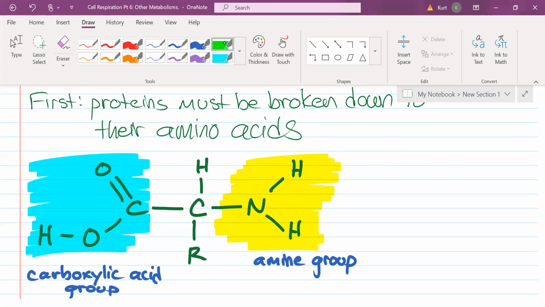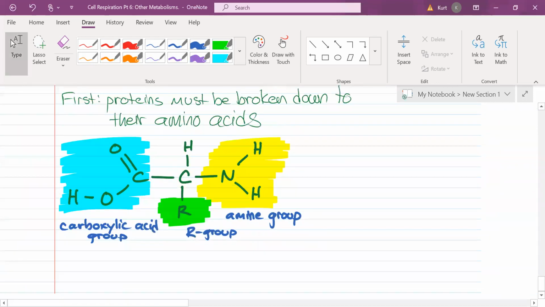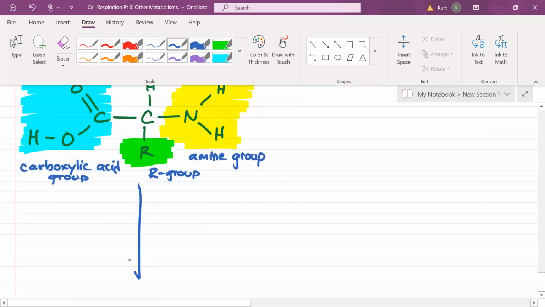And what is this part? Yeah, the R group gets a lot of different things plugged into it. Well, the reason I drew this is that the first thing you have to do is get rid of the amine group. It's got to go.